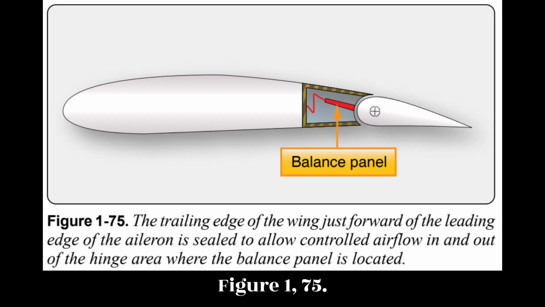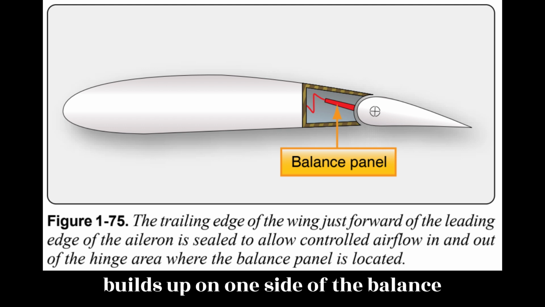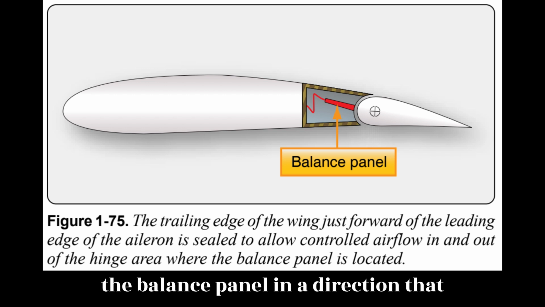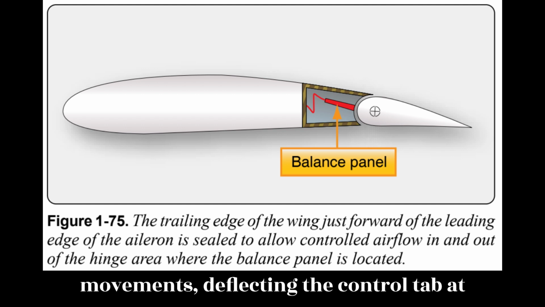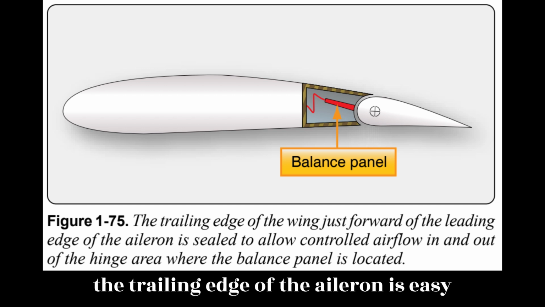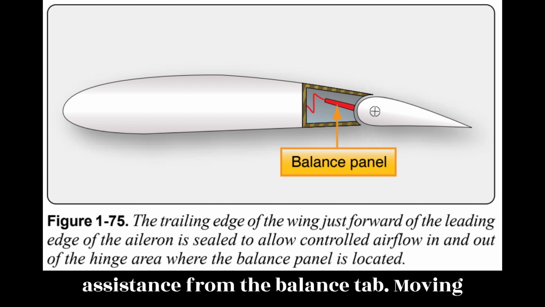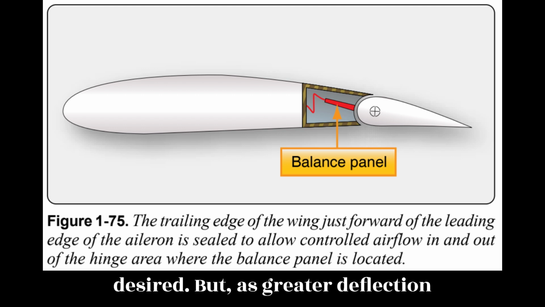Figure 1.75. When the aileron is moved from the neutral position, differential pressure builds up on one side of the balance panel. This differential pressure acts on the balance panel in a direction that assists the aileron movement. For slight movements, deflecting the control tab at the trailing edge of the aileron is easy enough to not require significant assistance from the balance tab. Moving the control tab moves the ailerons as desired.